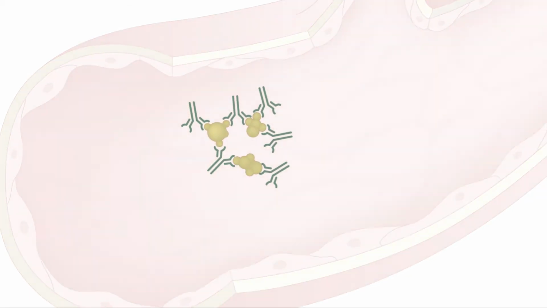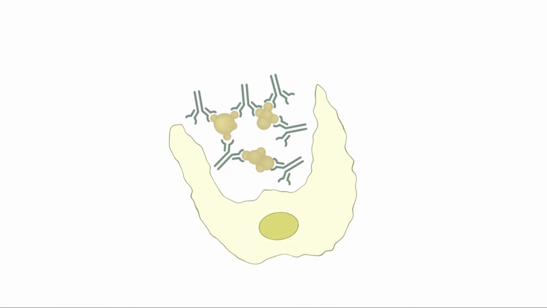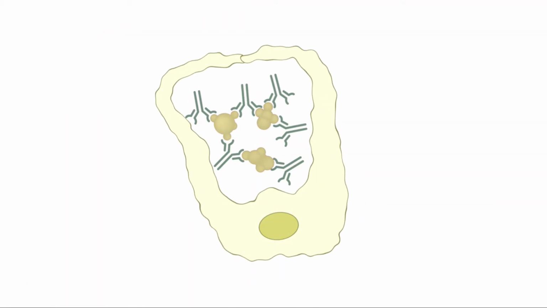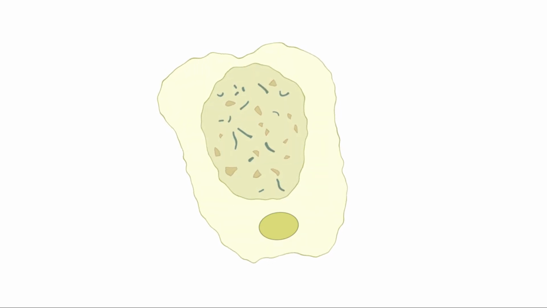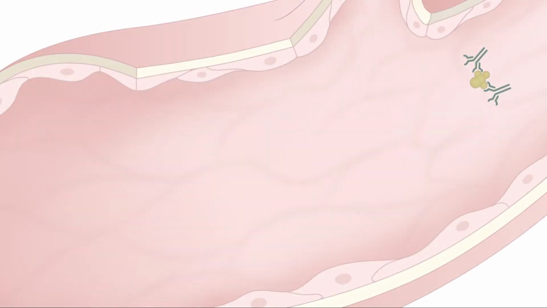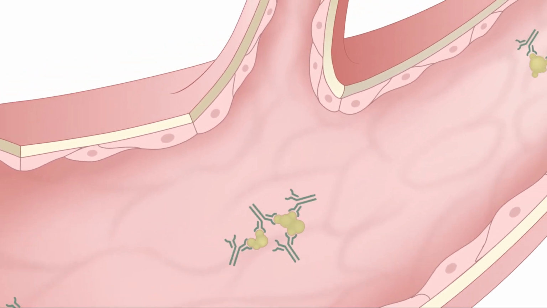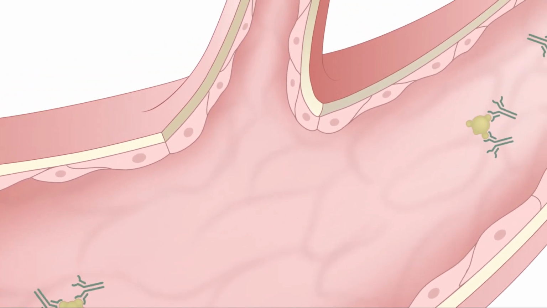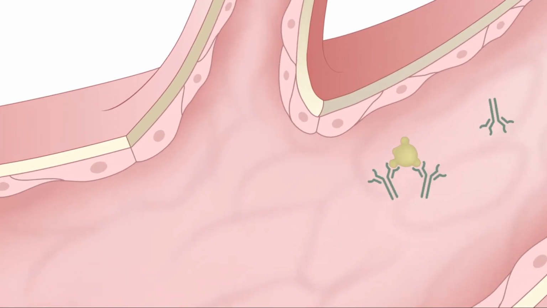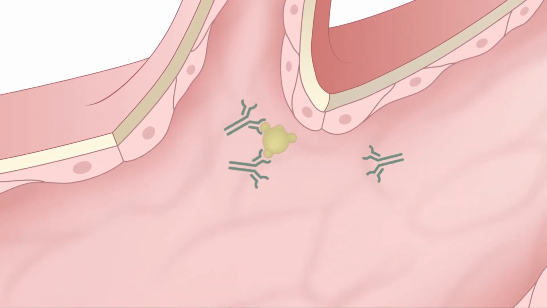Generally, these immune complexes are effectively removed from the blood, especially by macrophages, which engulf and digest them. However, smaller immune complexes are more likely to remain in the blood circulation. The circulating immune complexes tend to deposit on the blood vessel wall, especially in small vessels.